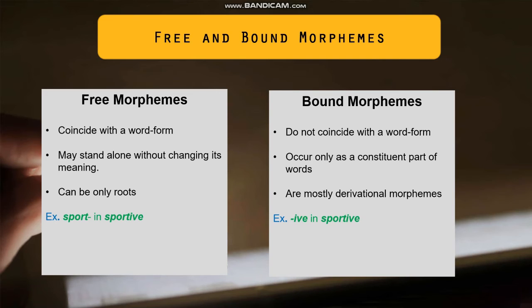The second is bound morphemes. Bound morphemes do not coincide with a word form. Bound morphemes occur only as a constituent part of words. Bound morphemes are mostly derivational morphemes. For example, ive in sportive.